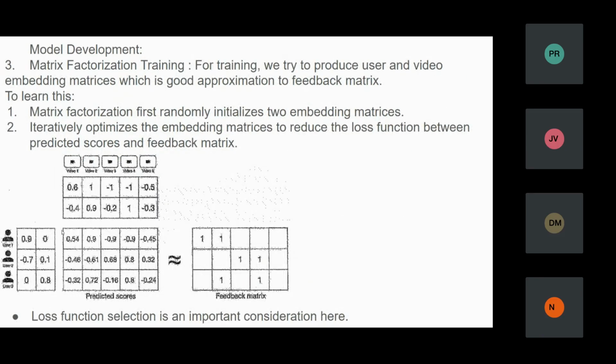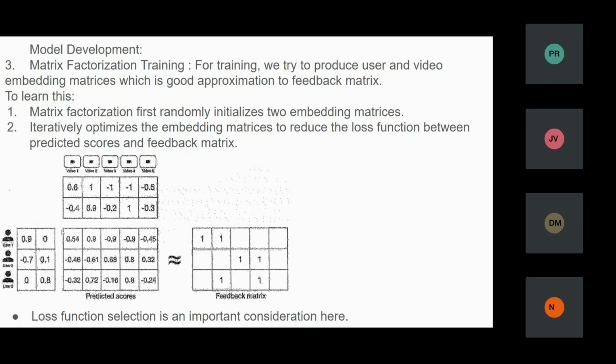Matrix factorization training: for training we try to produce user and video embedding matrices which are a good approximation to the feedback matrix. To learn this, it first randomly initializes two embedding matrices, and iteratively optimizes the embedding matrices to reduce the loss function between predicted scores and the feedback matrix. As you can see in the diagram below, we have predicted scores which are somewhat similar to the feedback matrix, or the ground truth.